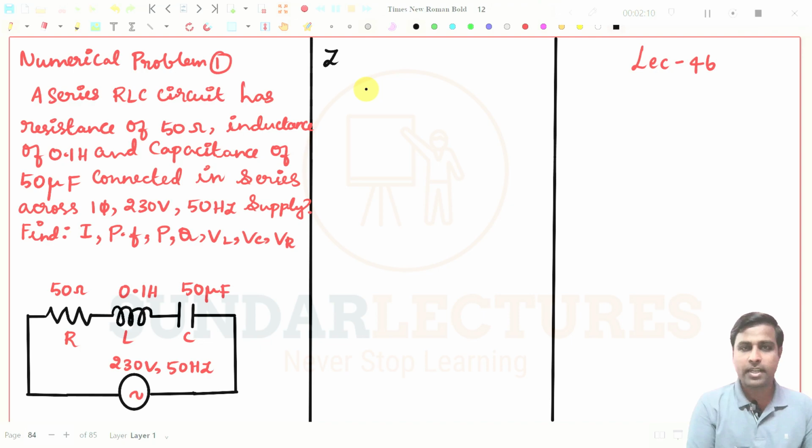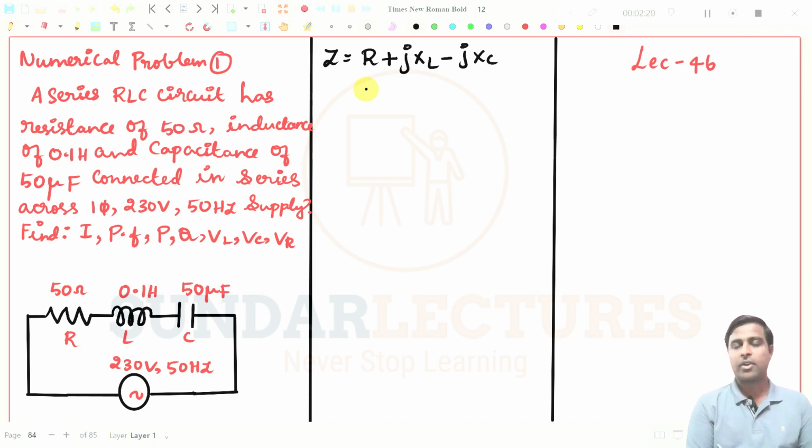So Z is equal to, always we will write R plus jXL minus jXC. That's all, because whenever you are going for an RL circuit, your impedance value would have been R plus jXL, and if it is an RC circuit, your impedance value would have been R minus jXC. Now it is combined, we have R, L and C. So this is the formula. We can directly write this as the formula now, so now you can easily find the value.